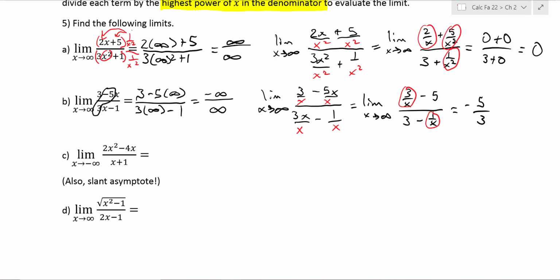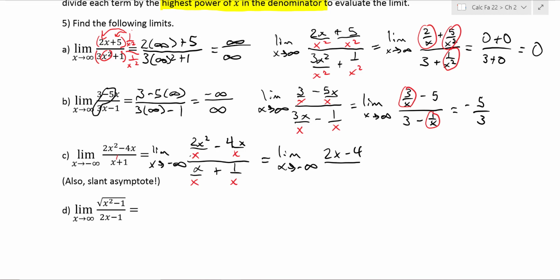I started writing, but we need to keep that limit until we evaluate. So limit as x approaches minus infinity. We've got a 2x squared minus 4x in the numerator, and in the denominator, the x plus 1, and we're going to divide each term again by the highest power of x in the denominator. That's x to the first. So dividing all four terms by x, and we can see what happens. We're going to simplify first. Limit as x approaches negative infinity of 2x minus 4 over 1 plus 1 over x.